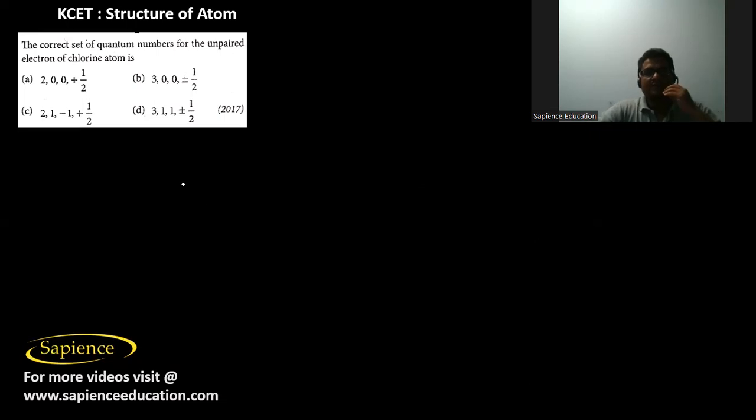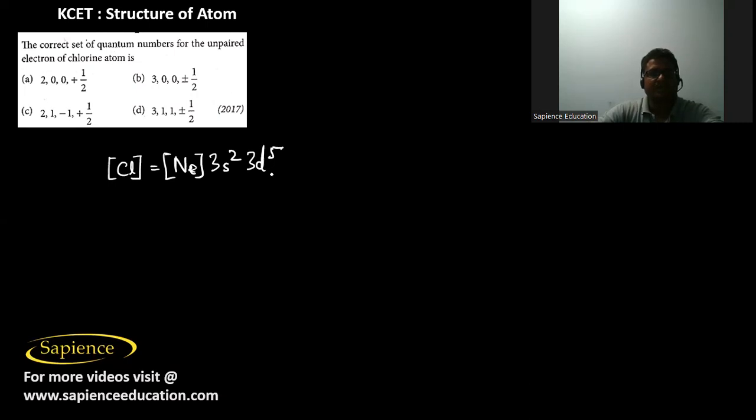Then here it is told, the correct set of quantum numbers for the unpaired electron of the chlorine atom is. The ground state electronic configuration for chlorine is neon 3s2 3p5.